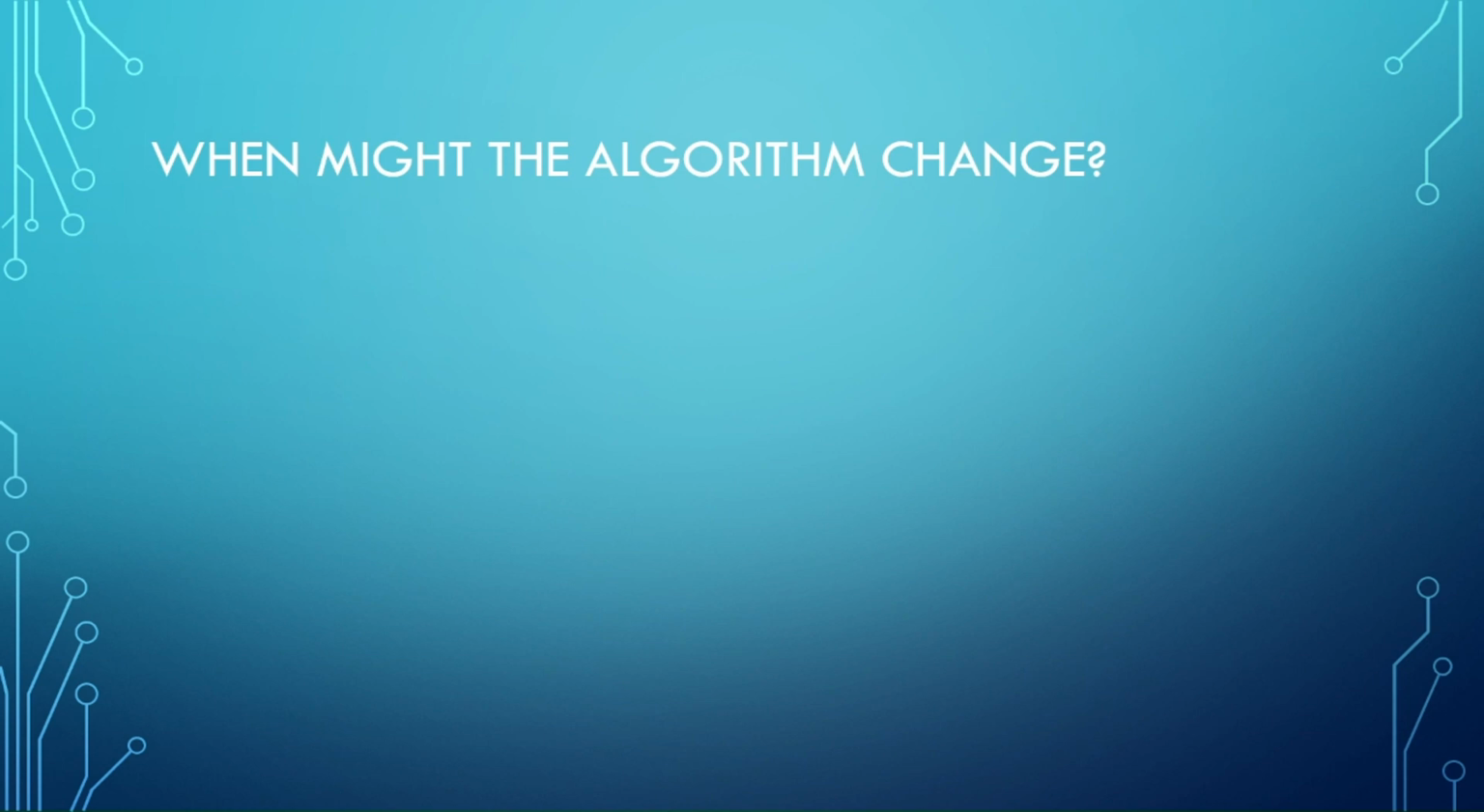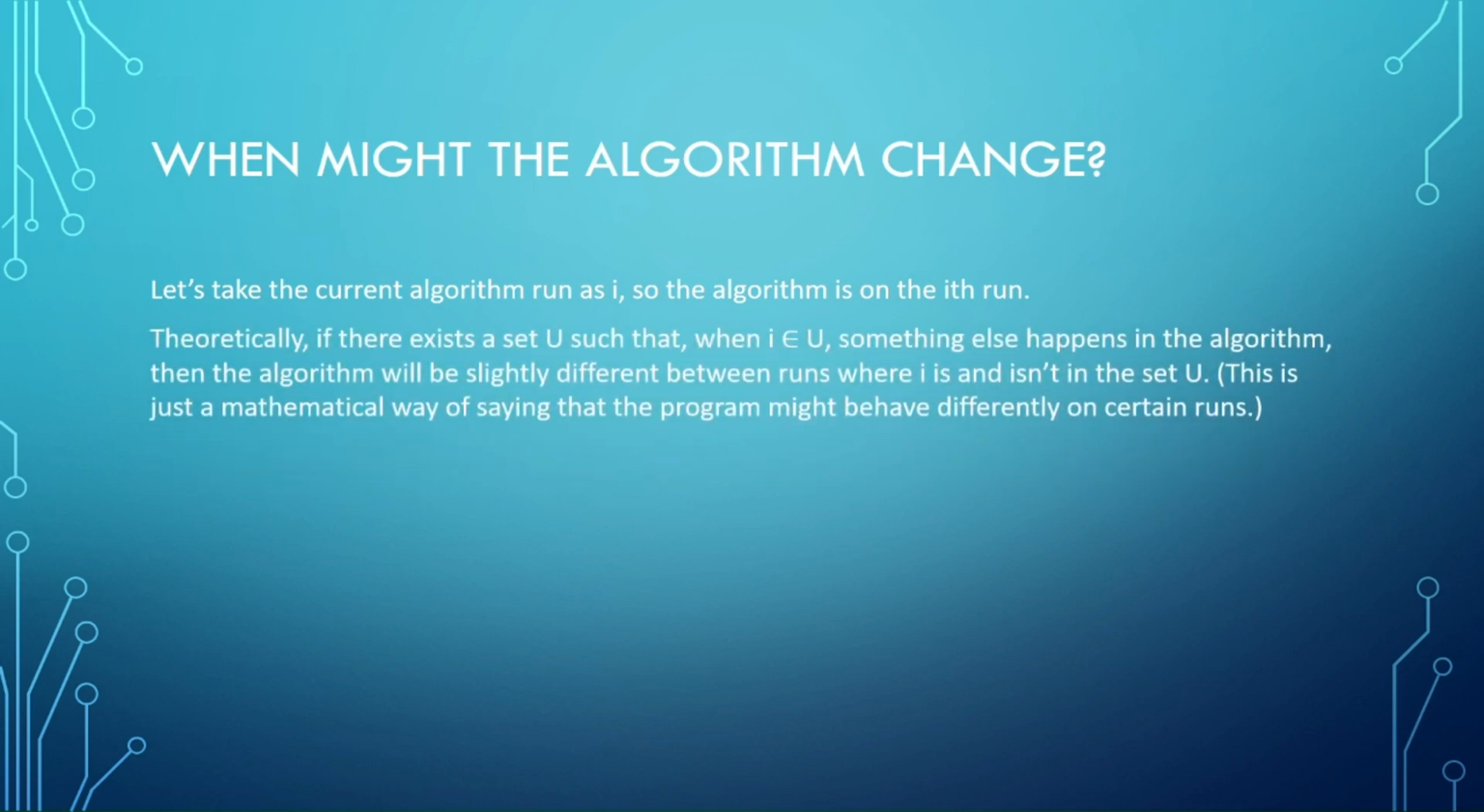So when might the algorithm change slightly or be different between runs? Let's take the current algorithm run as I. So we've run the algorithm I times, let's say, just like in a for loop, we might use I. Theoretically, let's say there exists a mathematical set U such that when I is an element of U, something else might happen in the algorithm. So then the algorithm will be slightly different between runs where I is and isn't in the set U. So this is just a mathematical way of saying the program might behave differently on certain runs.